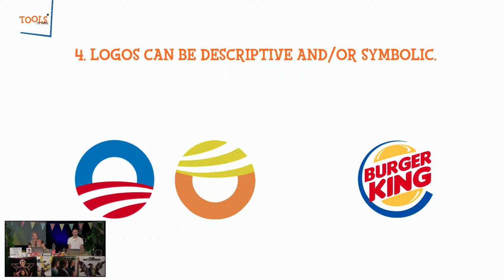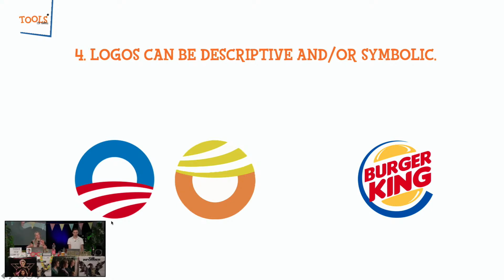Yeah, logos can be descriptive and or symbolic. So we talked about Philips, we talked about Lacoste. Yeah, there's a whole story behind those logos. So that's a descriptive logo. And as you can see at the logos on the left, this was a logo when Obama was running for president. So it symbolized a new horizon, hope, sunrise with the colors of the American flag. So it is very symbolic.